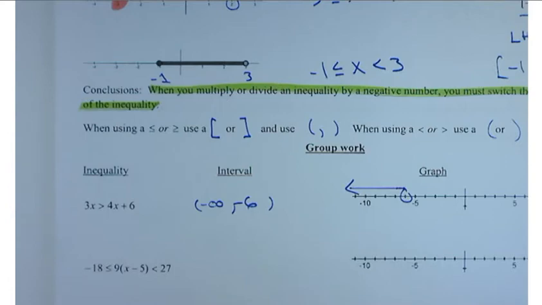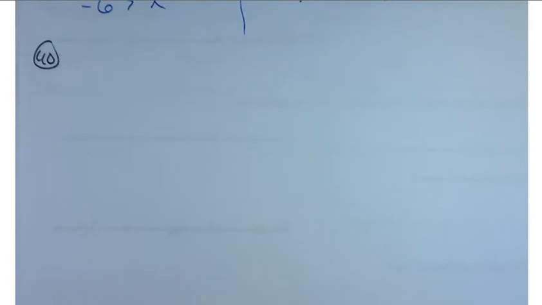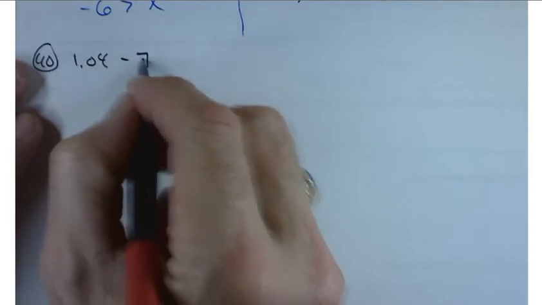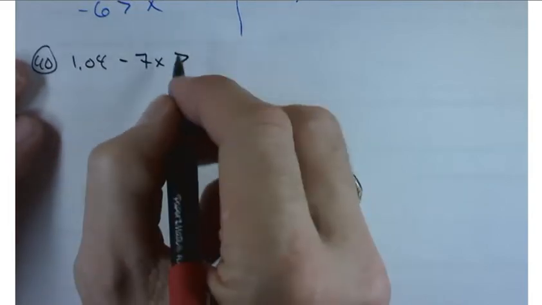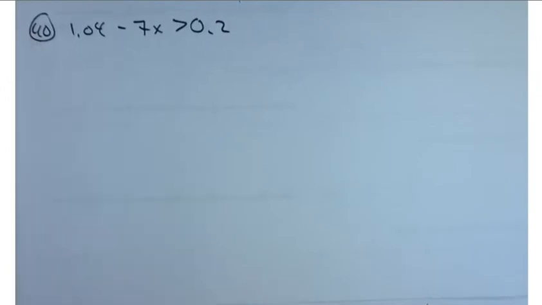Let's try some more here in terms of working with inequalities. Since we can use calculators, let's try number 40. 1.04 minus 7x is greater than 0.2. So we want to get x by itself. Any suggestions? Where would you start?